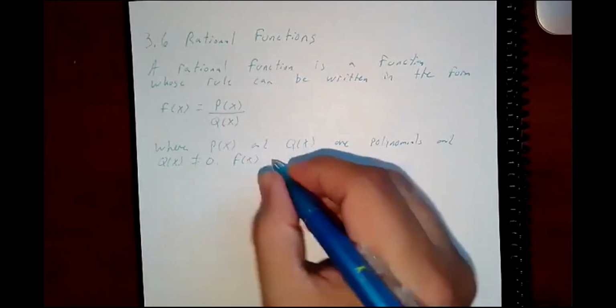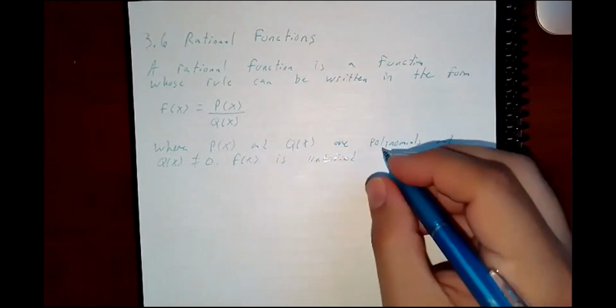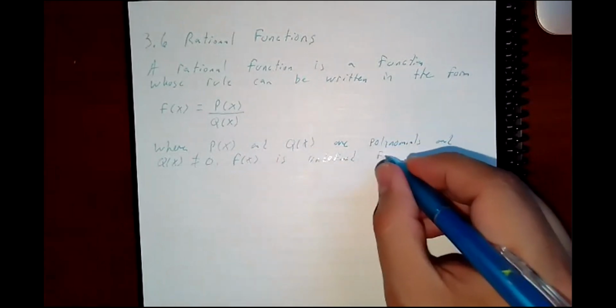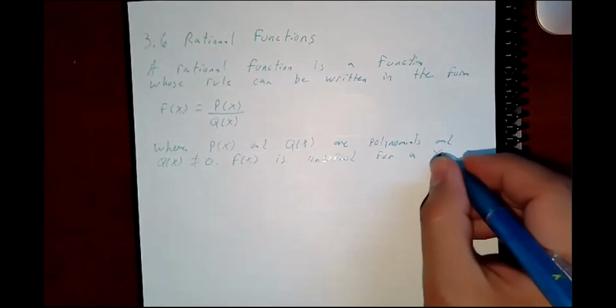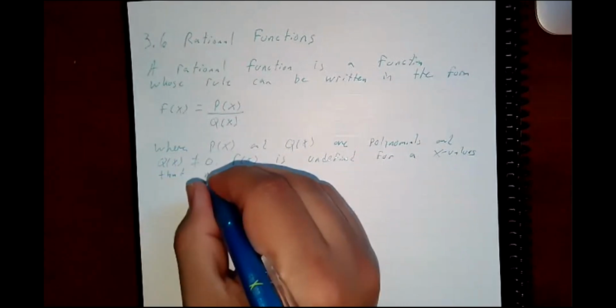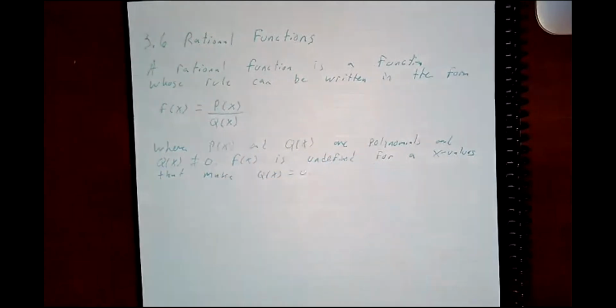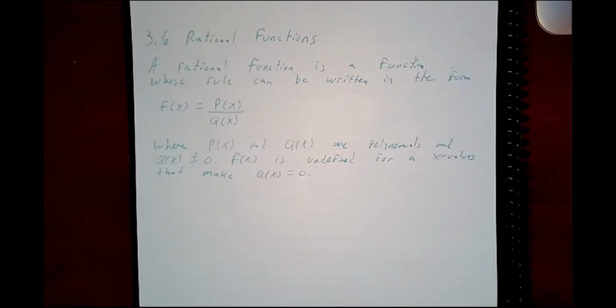F of x is undefined for any x values that make q of x equal to 0. Okay, so a lot of these questions you can just pretty much graph and answer. All you really need to know is what is an asymptote and how do you find it. Okay, so let's do an example.